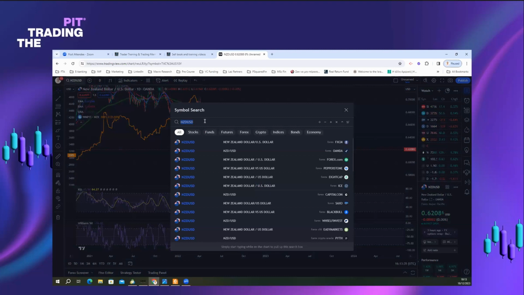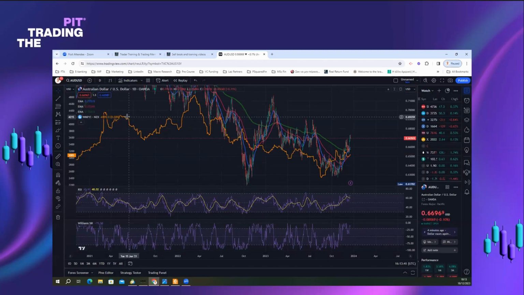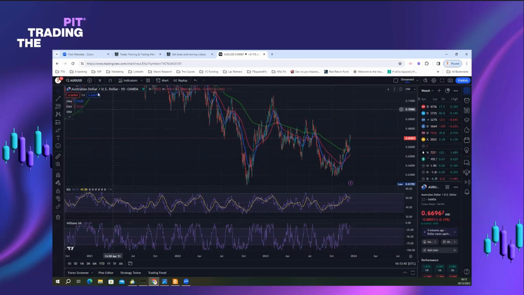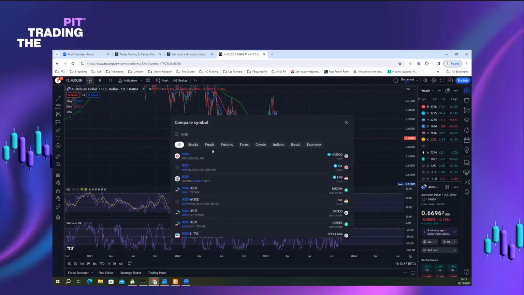Another one, because I'm getting asked about the Aussie. Let me get rid of milk. We don't need milk here. What is affecting the price of Aussie? It's iron ore futures. I think, no, this is not the correct symbol. This one is the correct.